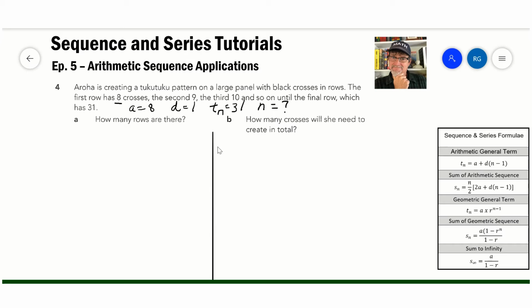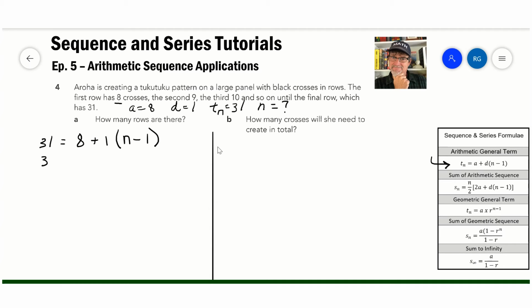That tells us we got to use arithmetic general term. So let's just plug everything in exactly the way it appears in that formula. So T, that's 31, equals, and then A, which is 8, plus D, which is 1, times n minus 1. Well, I don't know what n is. I'm just going to put n.